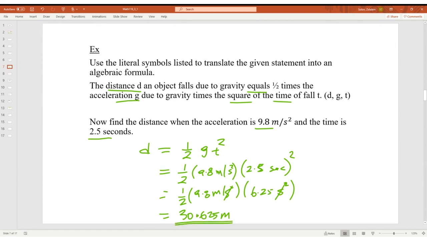Let me explain what physically this means. If there is, let's say, a cube somewhere here at the top, somewhere here.